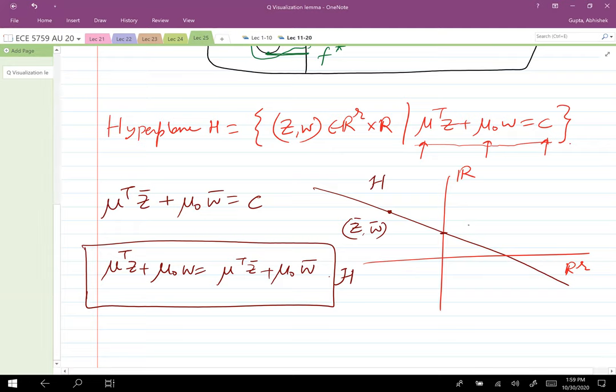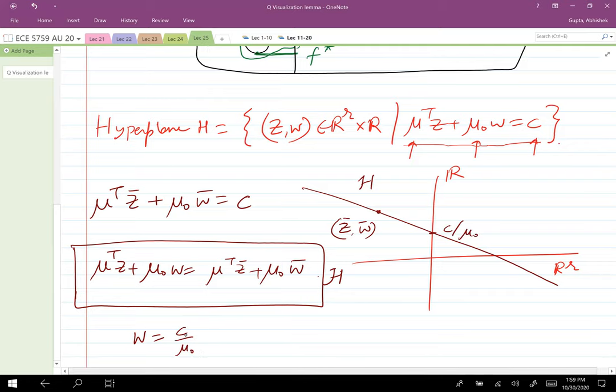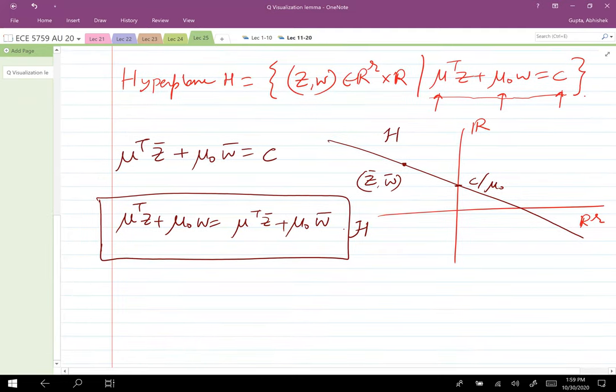Well, it will be C, okay, let me just write. So at that point, my Z is equal to zero. So my W equals mu transpose, well, C over mu naught. So this is actually C over mu naught. What I did was I substituted Z equals zero. The value of the intercept is exactly the value of W at this point when Z is equal to zero. I get C equals mu naught W, and so I took mu naught to the other side and I get W equals C over mu naught. So that gives me the Y intercept of this hyperplane.